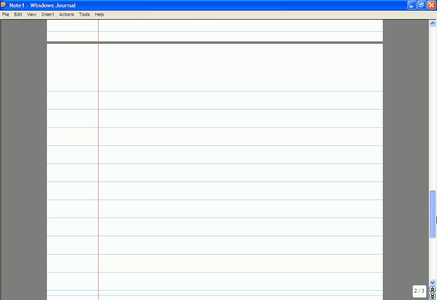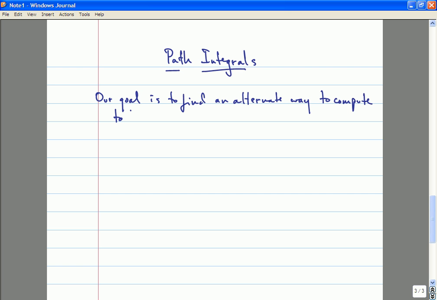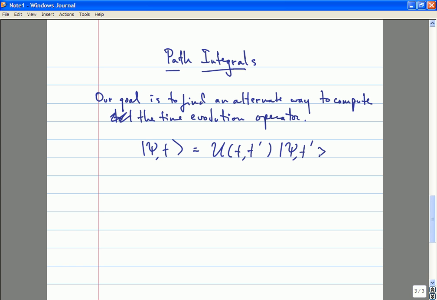I'm very excited. This is my favorite part of this class. So, given this set of considerations, my goal is to find an alternate formulation, or in particular to find an alternate way of understanding time evolution in quantum mechanics, and in particular to understand an alternate way to compute the time evolution operator U(t, t'), which I remind you is the quantity that plays the fundamental role in determining how the state of a quantum system changes in time.